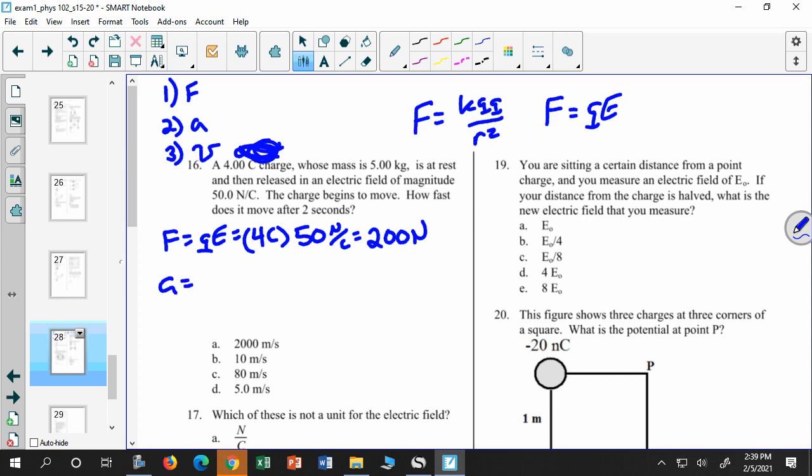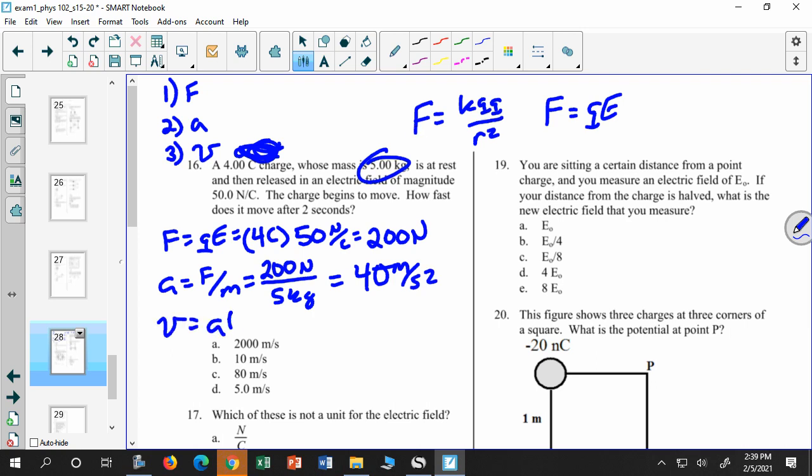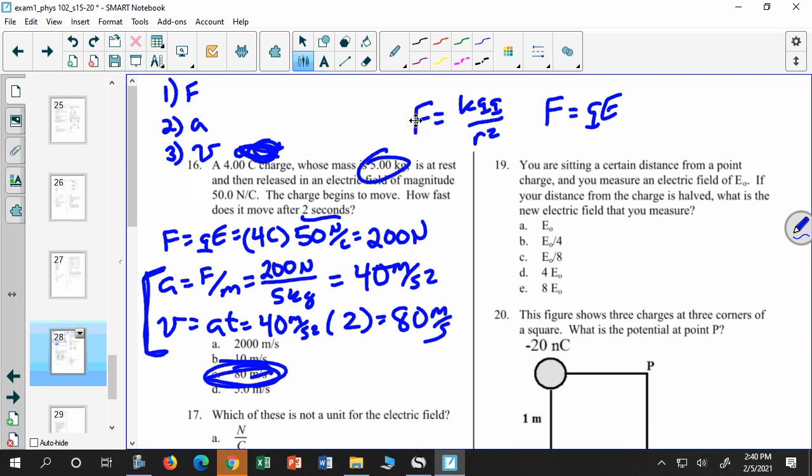Next, I find the acceleration. That's F over m. That's 200 divided by 5. The mass is given right here. That's 40 meters per second squared. And then the final step is to find the velocity. That's a times t. That's 40 meters per second squared times t. I give it to you right here. Times 2. That's 80 meters per second. So C is the right answer. Okay? Find F, find a, find v. Remember, these are not on the equation sheet. Newton's second law and that kinematics equation.